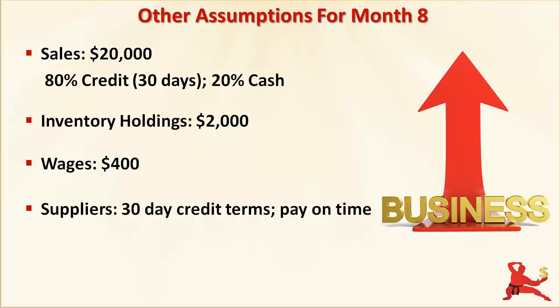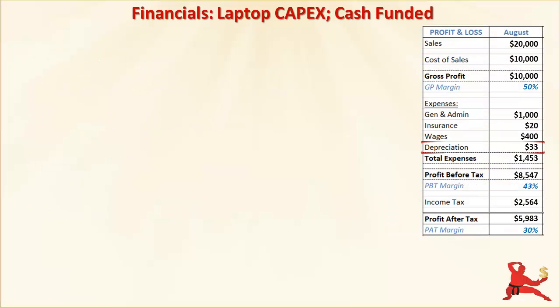Let's look at what month 8 financials show us about the business. First, the profit and loss. This month's expenses will show depreciation expense of $33. Actually, it's $33.33. That's $400 annual depreciation divided by 12 months.